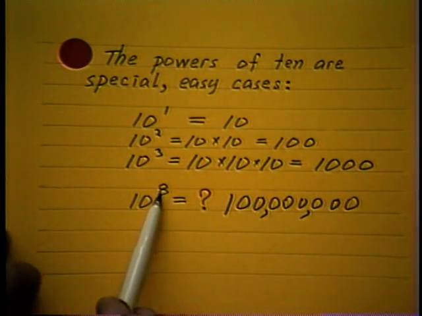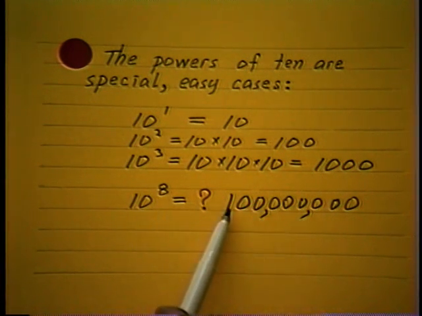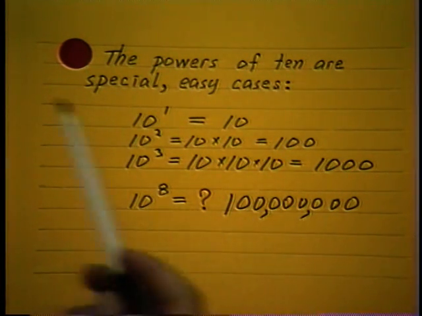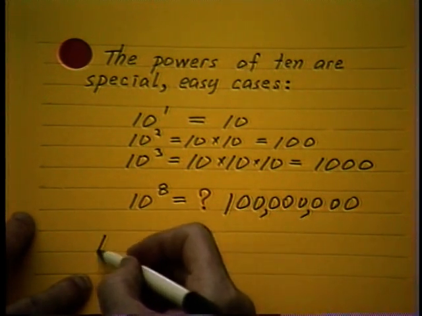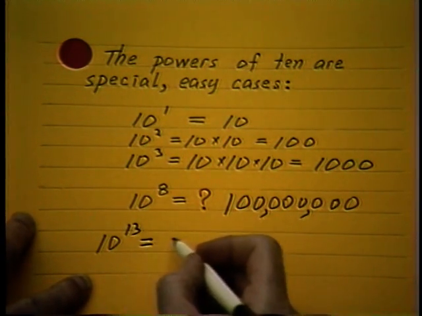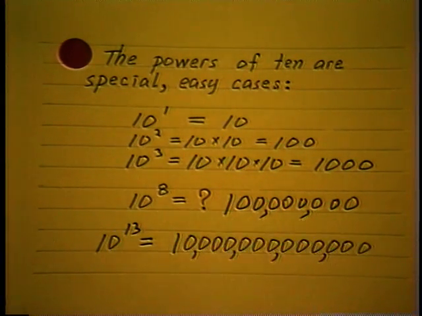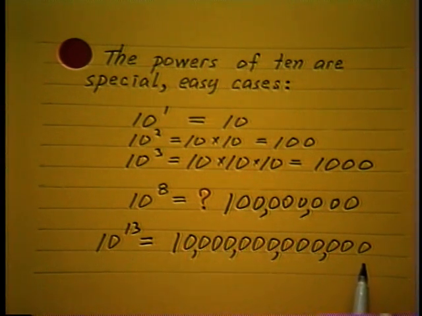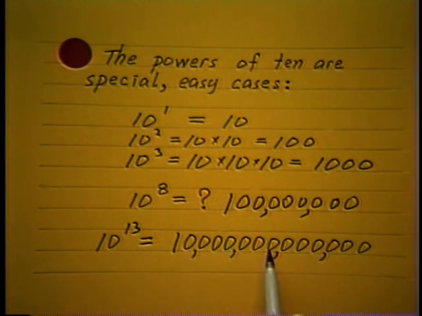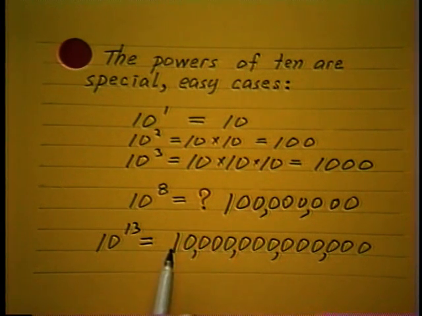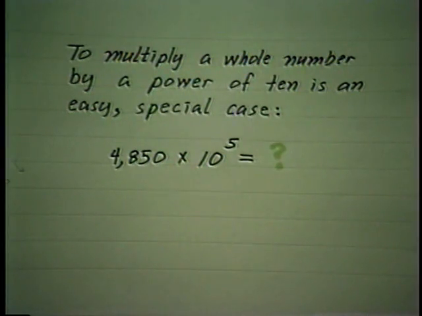So 10 to the eighth power is another way of saying 100 million. 10 to the 13th power is simply a 1 followed by 13 zeros. Now let's see if we can verbalize that number. Units, thousands, millions, billions, 10 trillion.